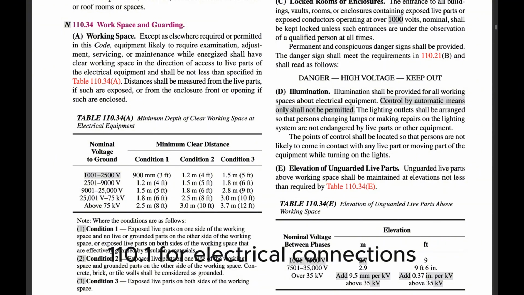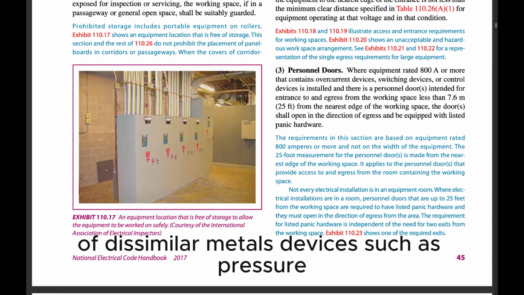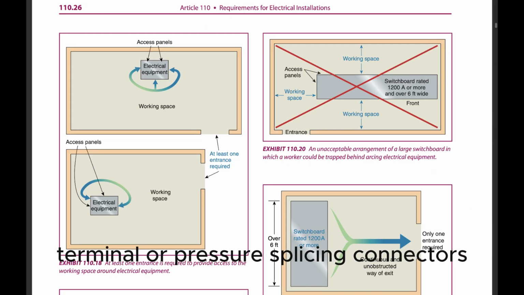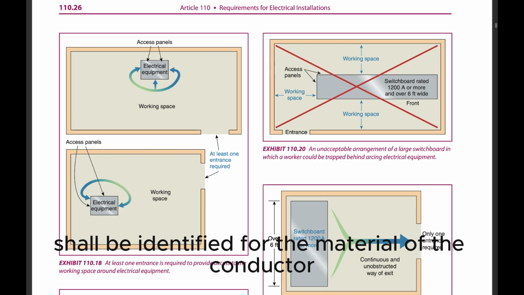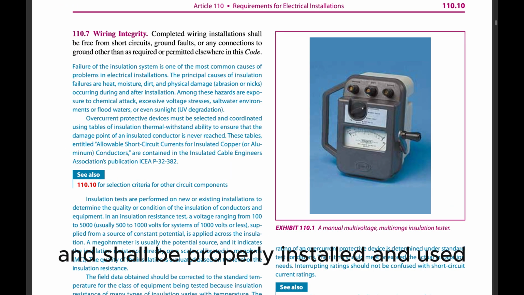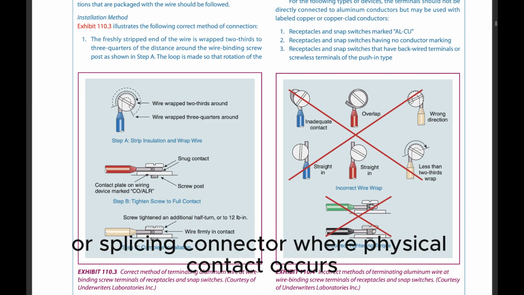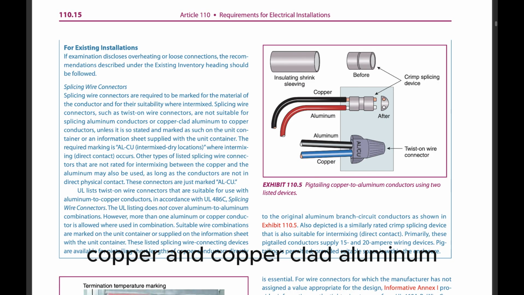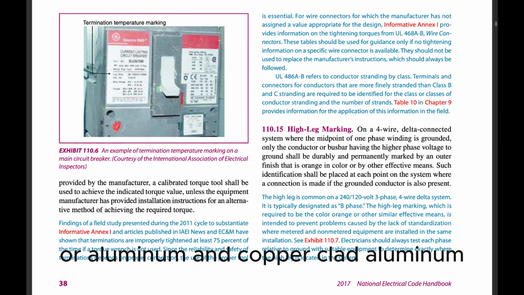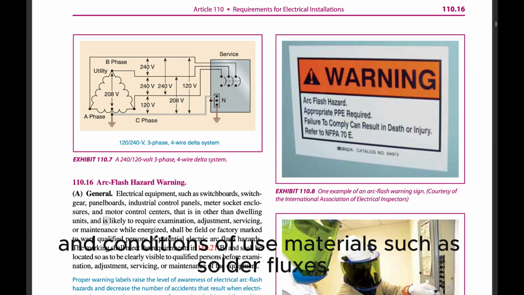110.14 Electrical connections. Because of different characteristics of dissimilar metals, devices such as pressure terminal or pressure splicing connectors and soldering lugs shall be identified for the material of the conductor and shall be properly installed and used. Conductors of dissimilar metals shall not be intermixed in a terminal or splicing connector where physical contact occurs between dissimilar conductors such as copper and aluminum, copper and copper-clad aluminum, or aluminum and copper-clad aluminum, unless the device is identified for the purpose and conditions of use.